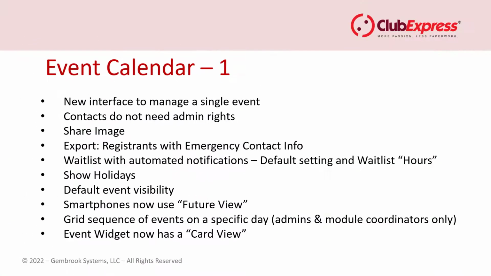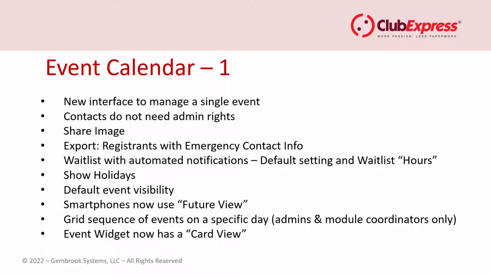Another change that we've made is that when you're looking at the event calendar on a smartphone, it should be using future view by default. So if you're an organization with a lot of events every month, in the past we were using month view, and so as it got towards the end of the month, there was a lot of scrolling that you needed to do to get to the upcoming events.